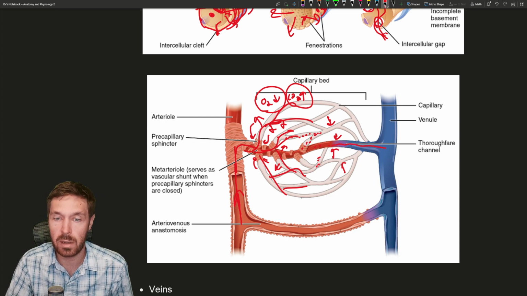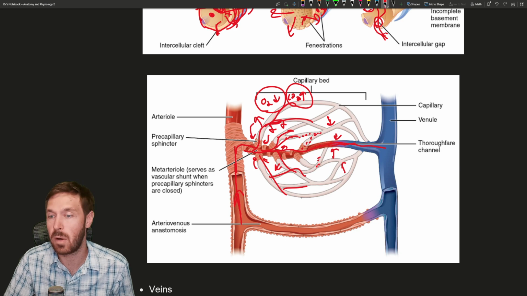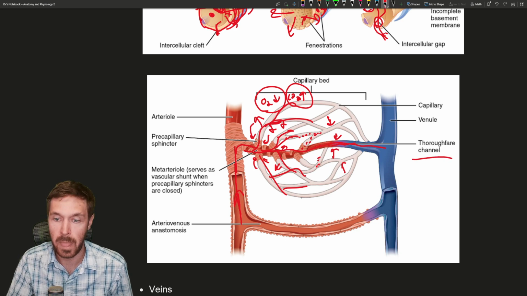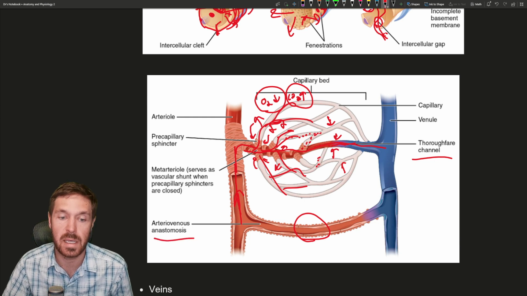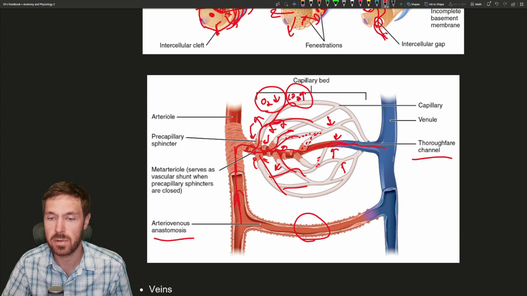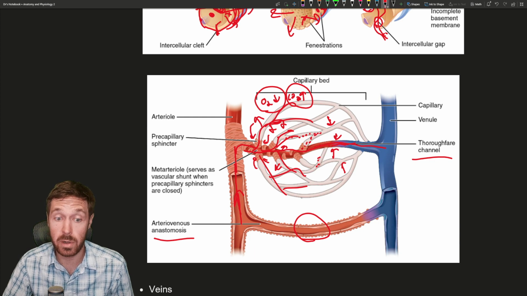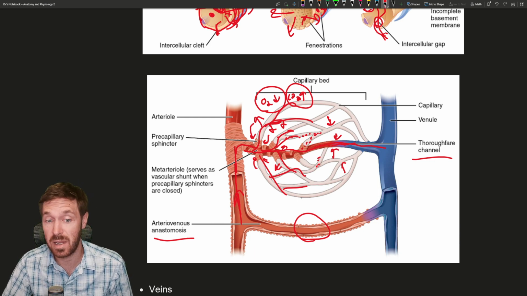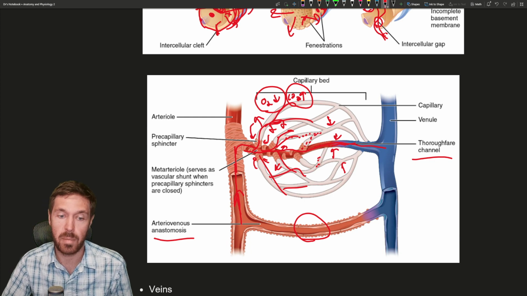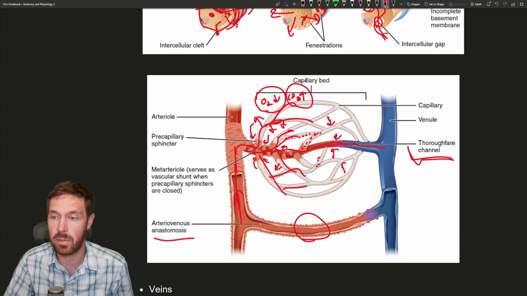Now, if you go directly through the middle, it's known as the thoroughfare channel. And then an interconnection between arteries and veins is called an arteriovenous anastomosis. So those are common. You can have arterial anastomoses, venous anastomoses. The veins have a lot more than arteries. But if it goes artery to vein, it's called an arteriovenous anastomosis. But the one that goes through a capillary bed is called a thoroughfare channel.